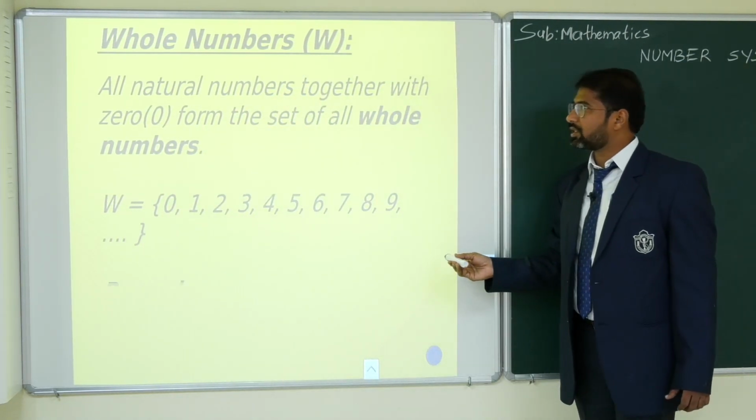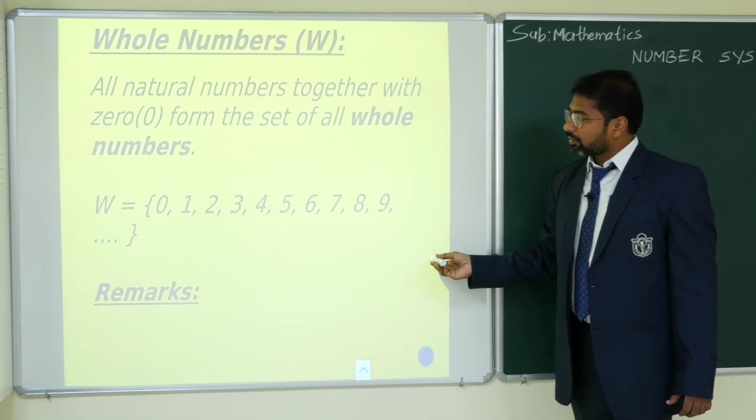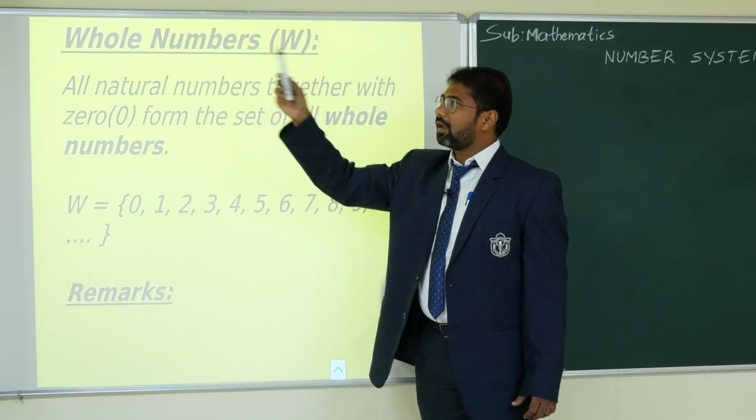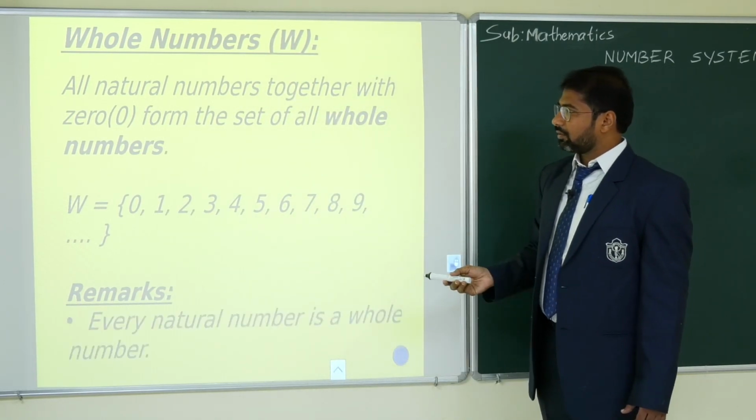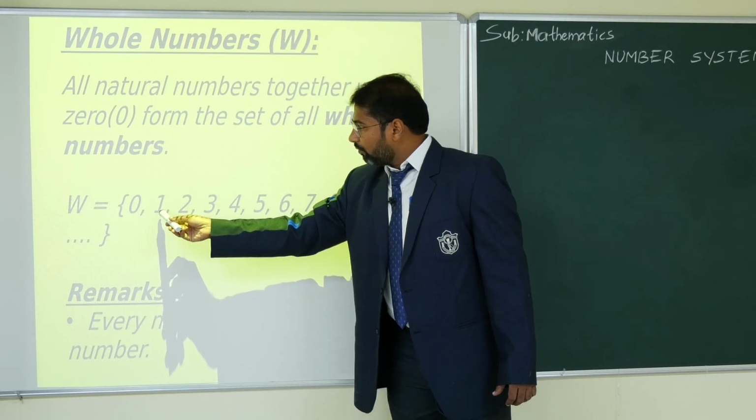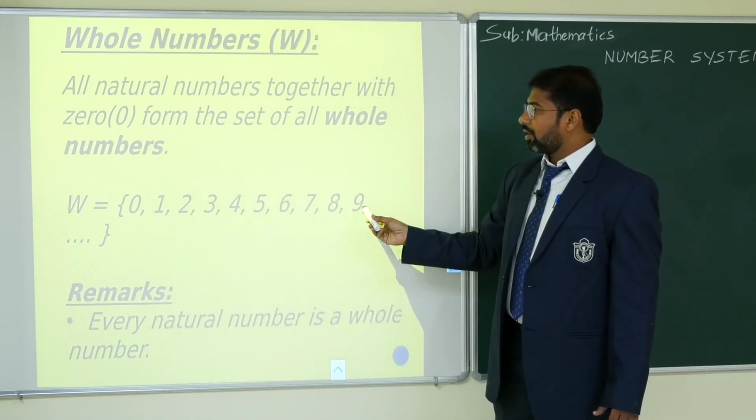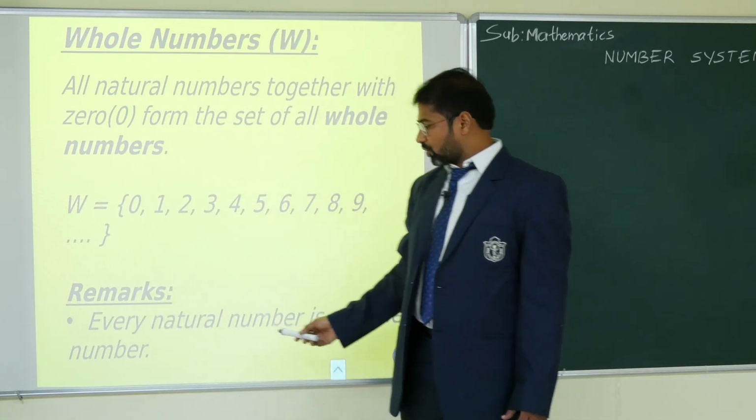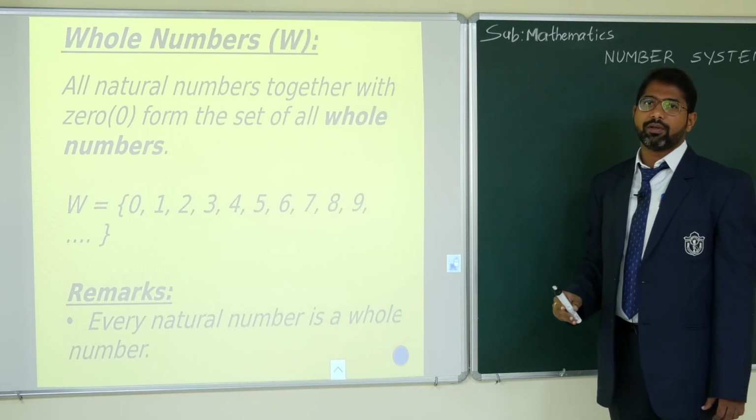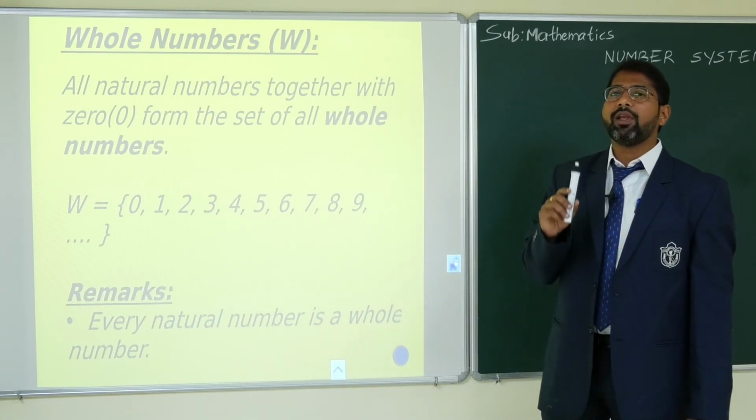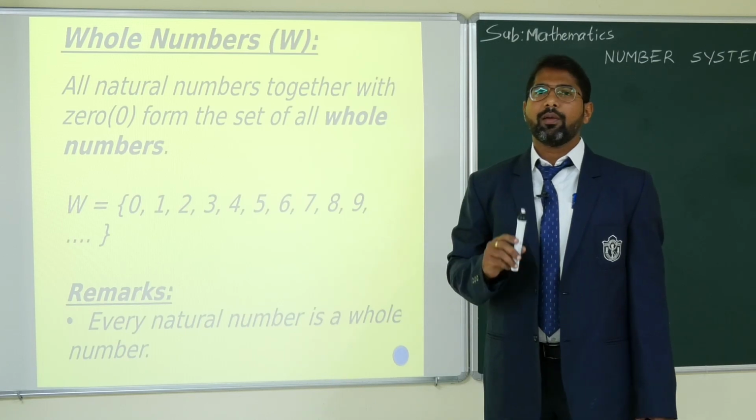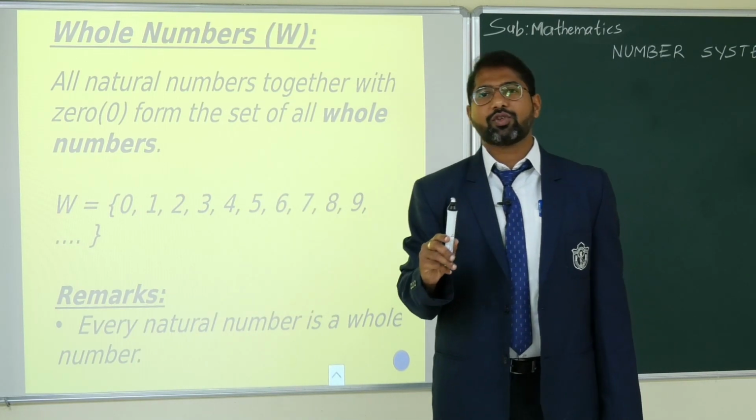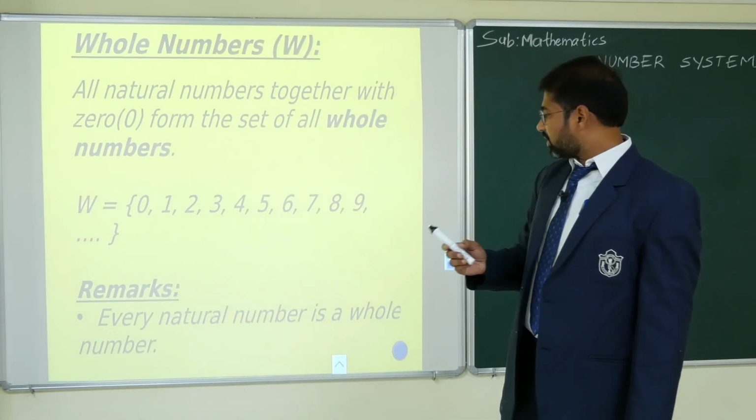Next number set is, before that let us go through the connection between whole numbers and natural numbers. You can see that 1, 2, 3, 4 and so on are also natural numbers. So I can conclude that every natural number is a whole number. But every whole number is not a natural number, because 0 is a whole number which is not a natural number.